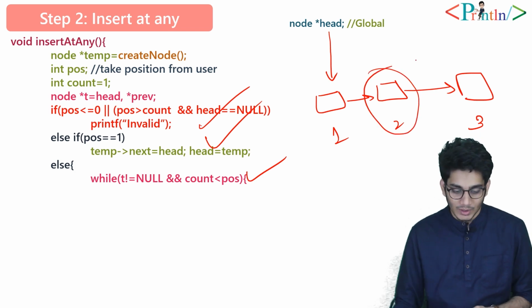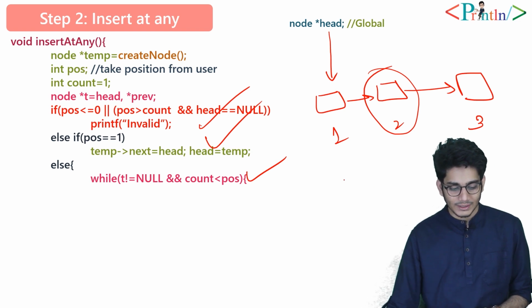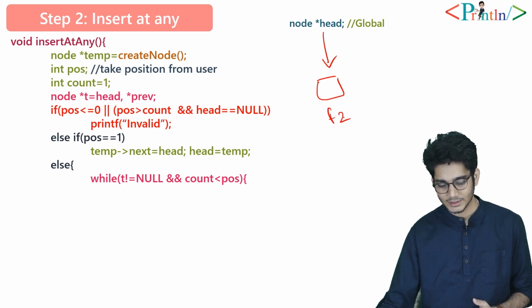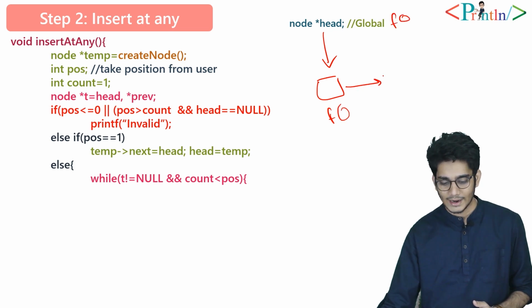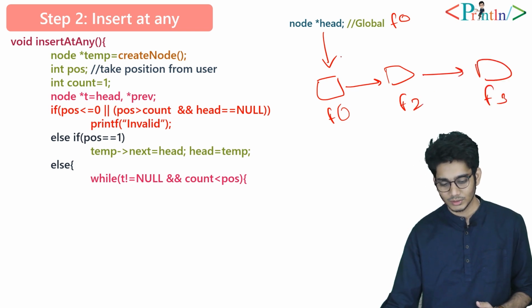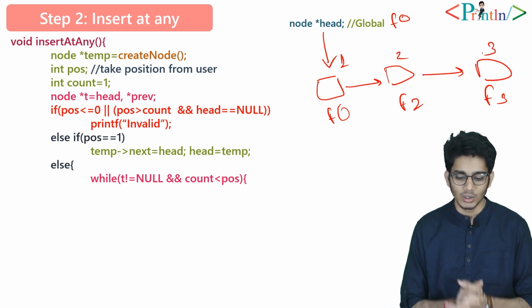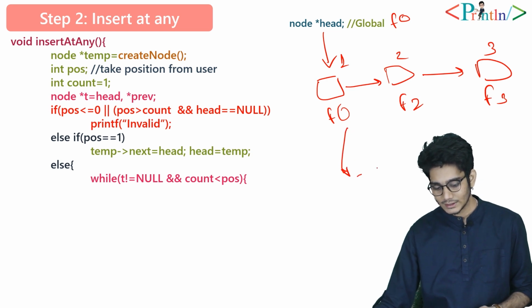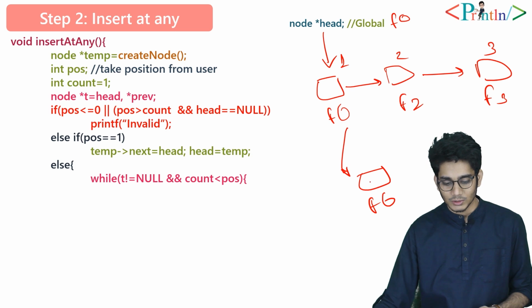Then at first, what is the value of t? We have assigned t as head. Now at first, what is the value of t? So let me construct this list in a proper way. Let's say its memory is f0, our head contains f0, the address of the second block is f2, and the address of the third block is f3. So this is the first block, this is the second block, and this is the third block. So we will insert an element at the second block. How will the list look then? Let's say that we'll store f6. So f0 will be pointing to f6, it will be the second block.